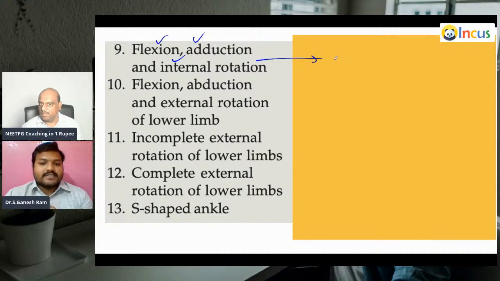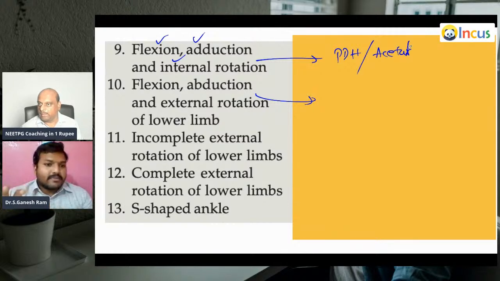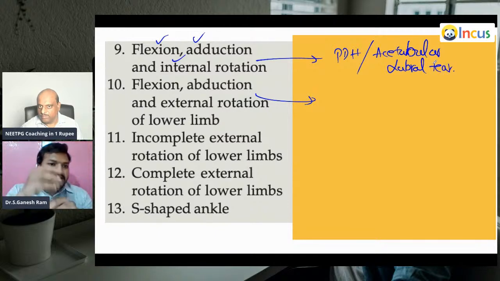It is mostly seen in the posterior dislocation, as we have already mentioned, sir. And it's also common in acetabular labral tears. The acetabular labrum gets torn, and depending upon wherever it gets stuck between the femur head and the acetabulum, the impingement will have different types of deformity. Wonderful. So that's also a cause for flexion. So flexion abduction, that's a Faber deformity.